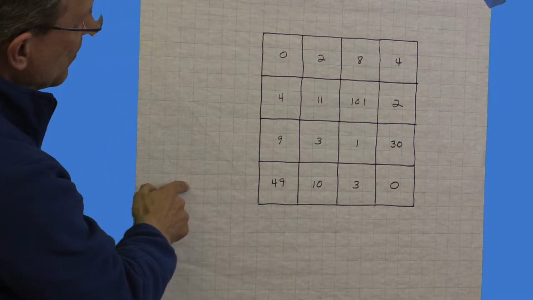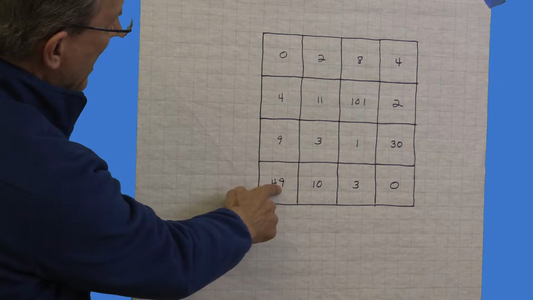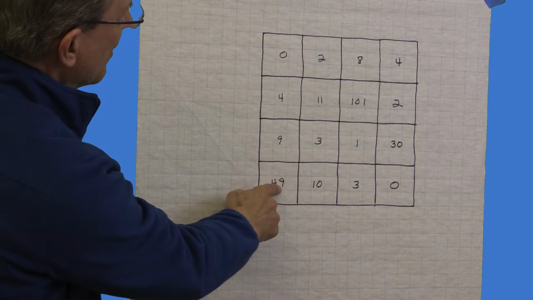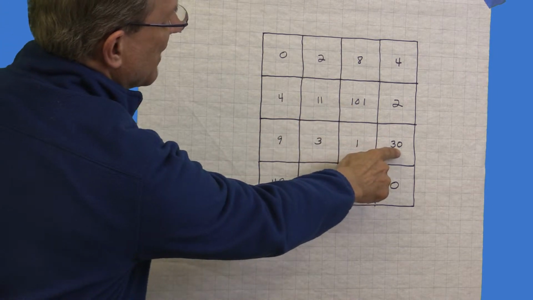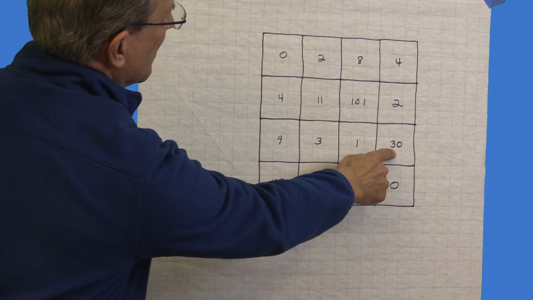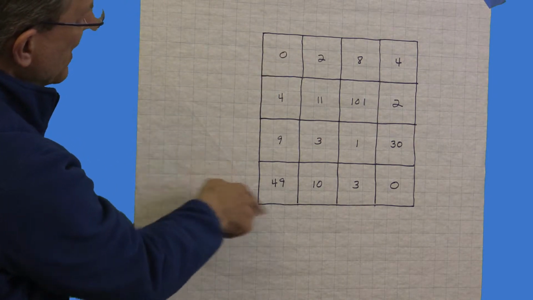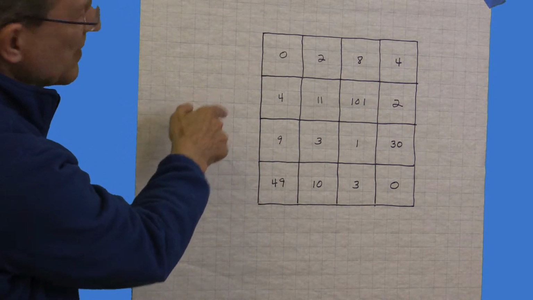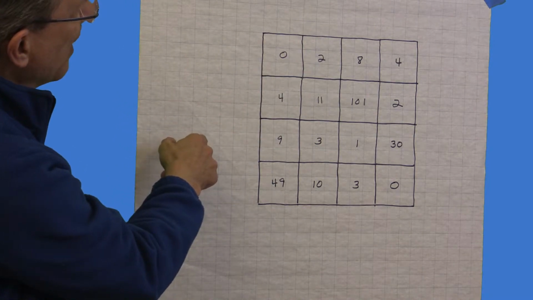So it's easy to see where the bright stars are. That's 49 down here in the lower left-hand corner, 101 up here, and a fainter star here at 30. You'll also see that there's some lower numbers. Almost every one of the squares has at least a small positive number, and they vary from square to square.